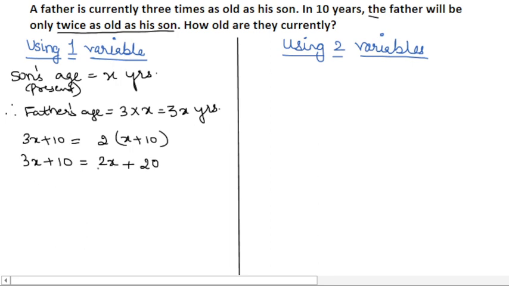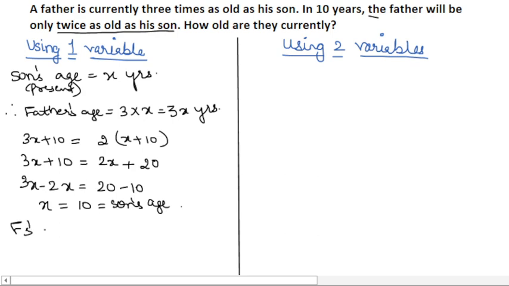I'm collecting like terms. So 2x gets transposed to that side and I get 3x minus 2x. Here I have 20 left, and at the same time I am bringing this 10 to this side of the equation, so positive 10 changes to negative 10. 3x minus 2x gives me x is equal to 10. As we know, the son's age is x years and x is 10, which is the son's present age.